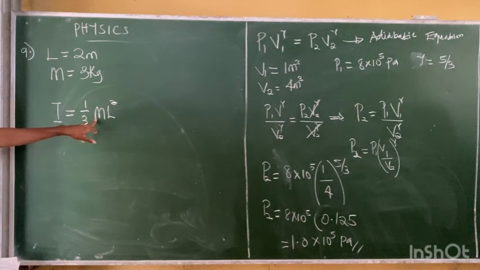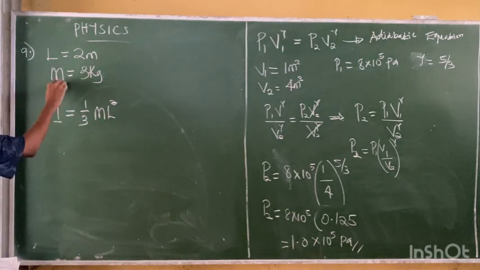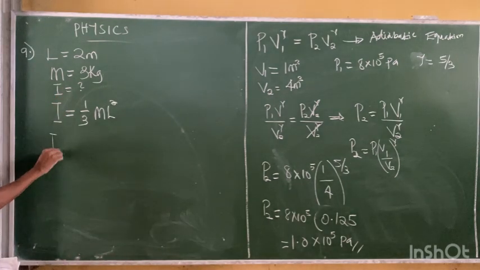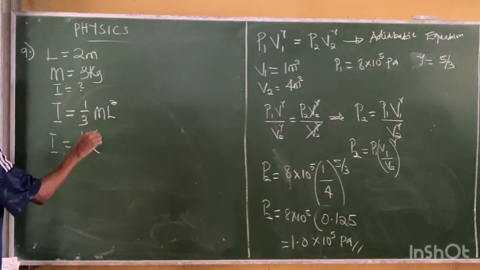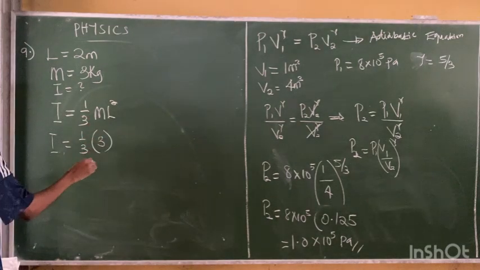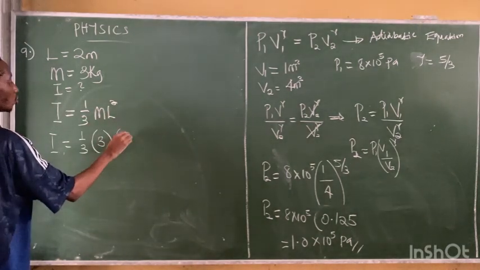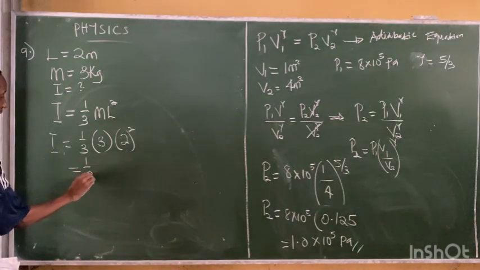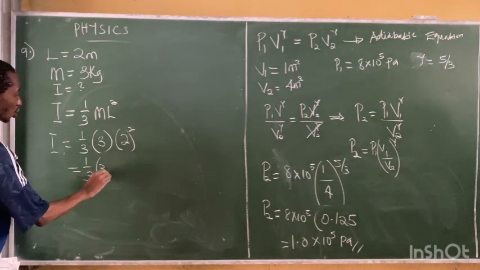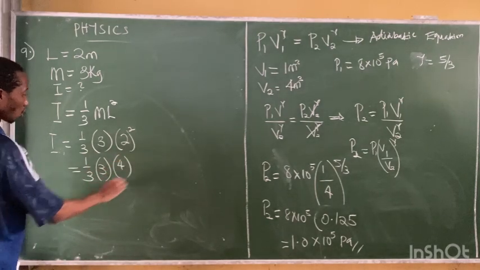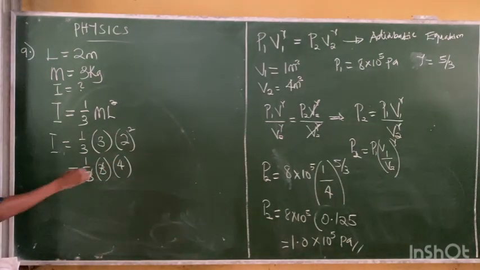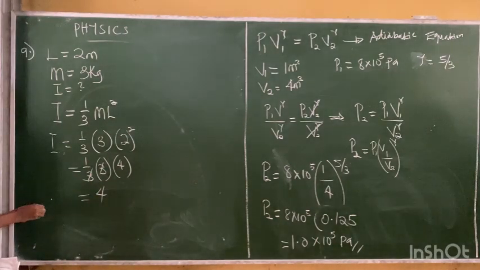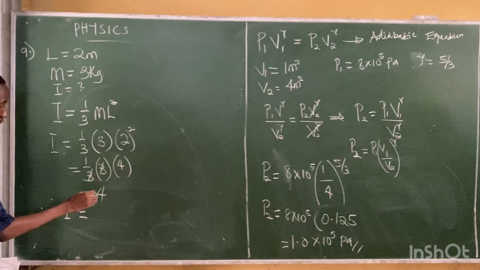We have the mass, we have the length. We are asked to find the moment of inertia. So I is equal to 1 over 3 into, our m here is 3 kg. Our length is 2 all to power 2. This will give us 1 over 3 into 3 into 4. The 3s will cancel out. We have 1 times 4, which will give us 4. Therefore, the moment of inertia is 4.